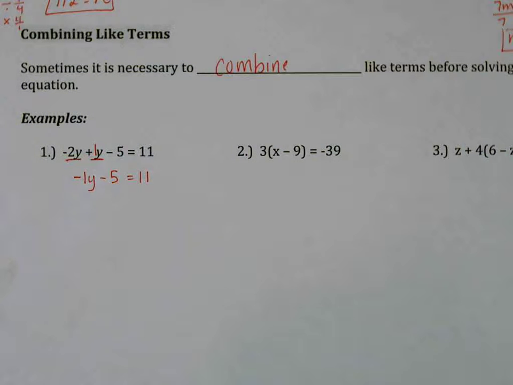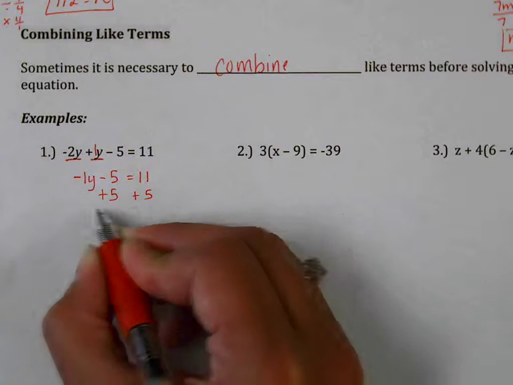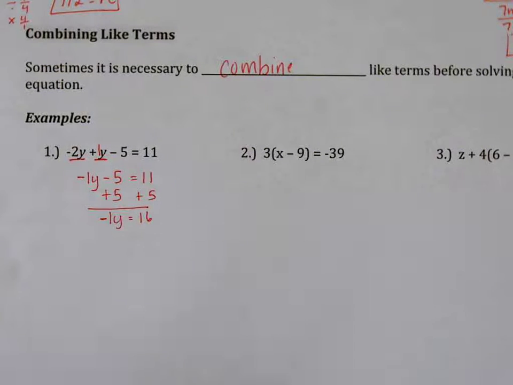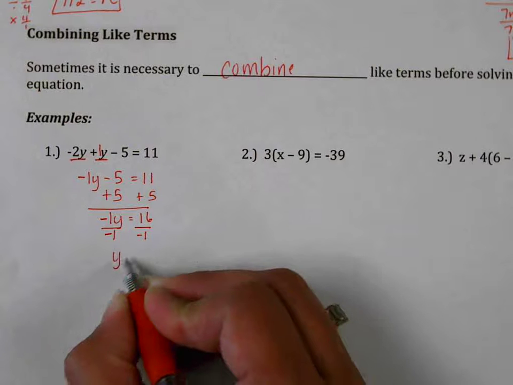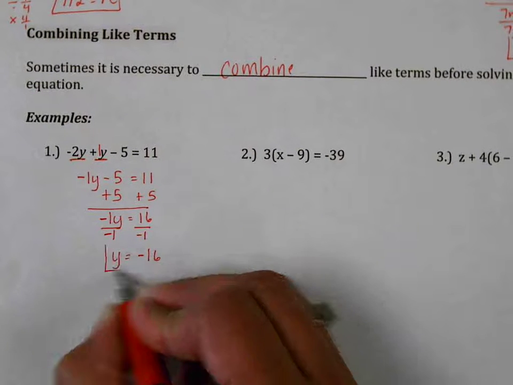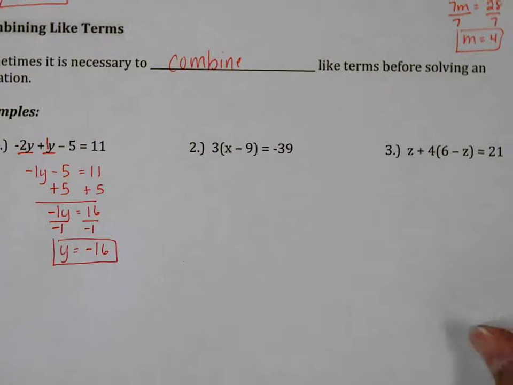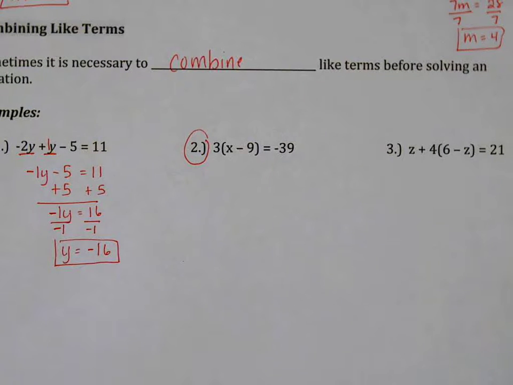And now I have a two-step equation. Going to add 5 to both sides. Don't forget this negative. Now, even though we have a negative 1y equals 16, we don't want y to be negative. We never want our variable to be negative. So I'm going to divide by negative 1. So y equals a negative 16. Okay, I'd like for you to try number 2 on your own, and we'll check that in class tomorrow.